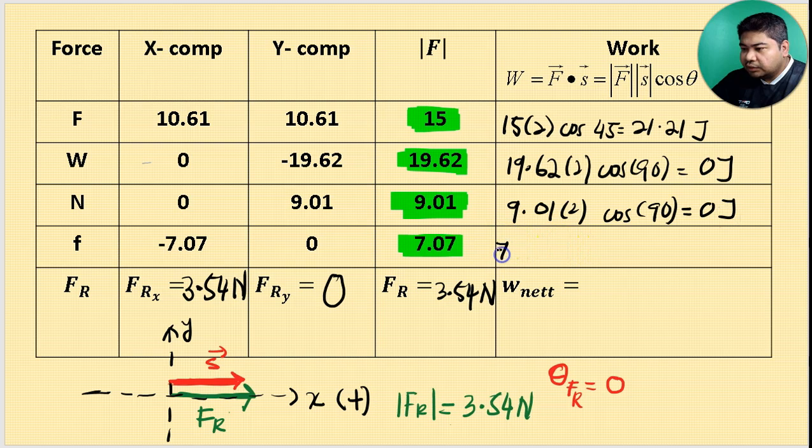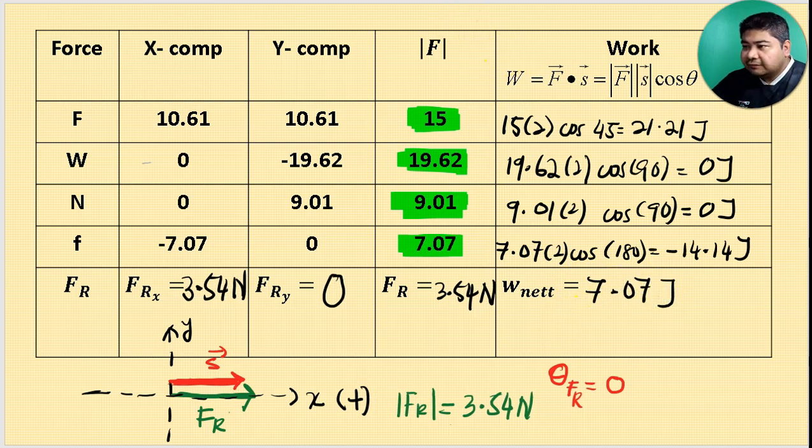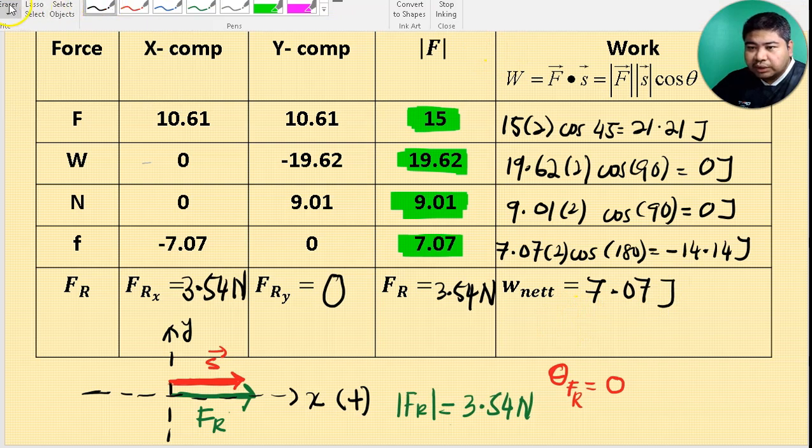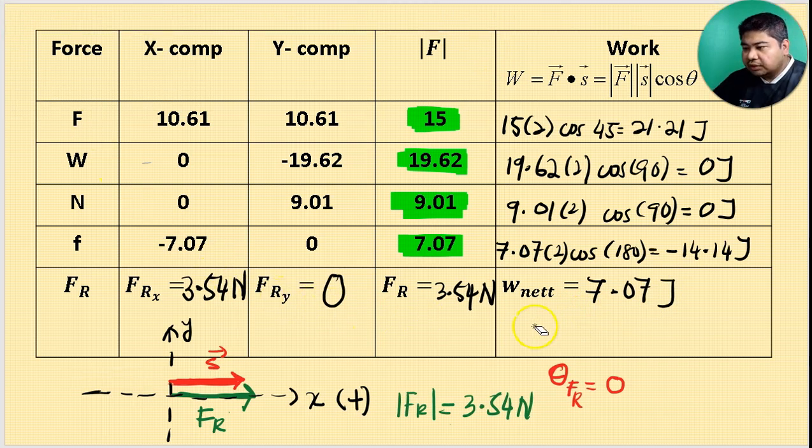And then finally we have 7.07 times 2 cos 180. So we get negative 14.14. So the net work done is 21.21 minus 14.14. So we get the net work done as 7.07 joules. I have told you before that there is another way we could use to calculate the net work done.